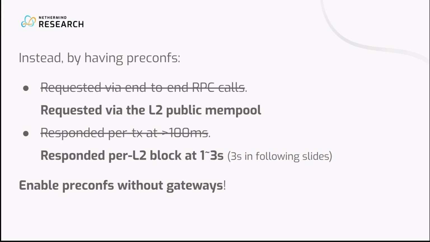So instead, by having preconfs first requested via the L2 public mempool, instead of directly accessing the gateway or the preconfer or the proposer, you just send it to the existing L2 public mempool that Taiko has. And then, instead of responding per transaction at speed of light latency, let's respond per L2 block at 1 to 3 second latency, for example. In the following slides, I'll take 3 seconds as an example, but the seconds can be lower after some experimentation. And by making these two modifications, we can enable pre-confirmation without gateways.